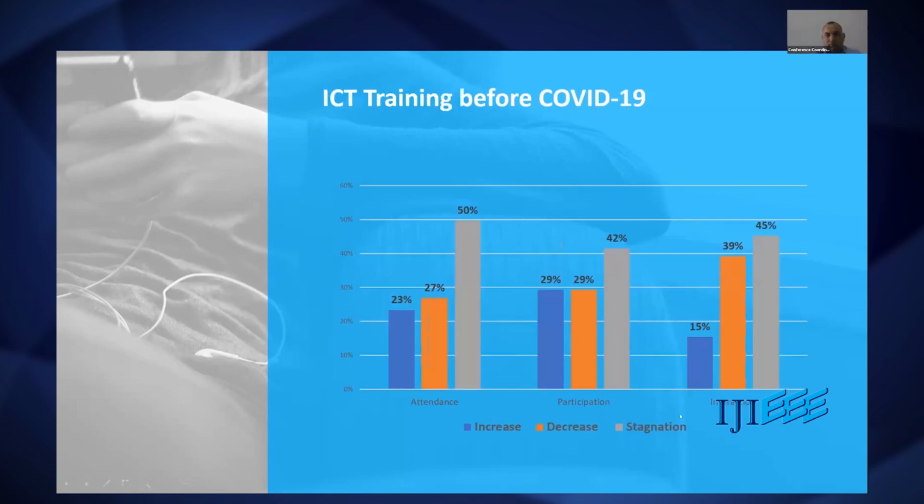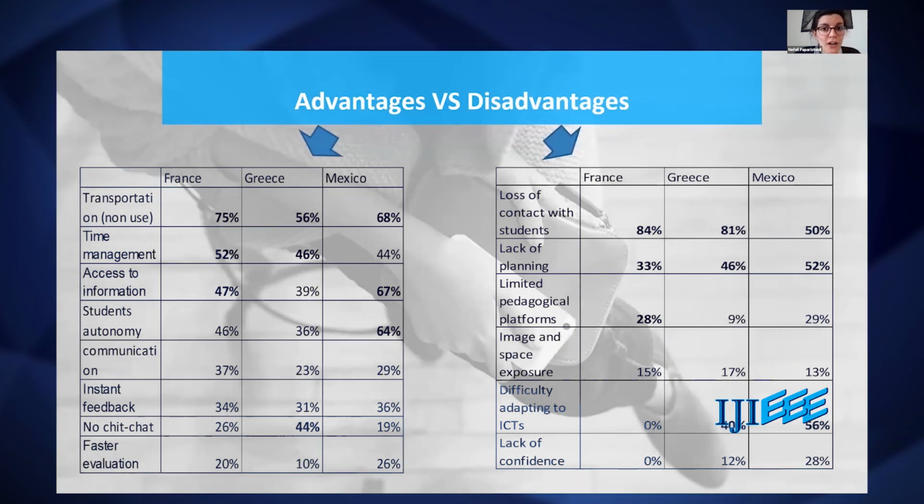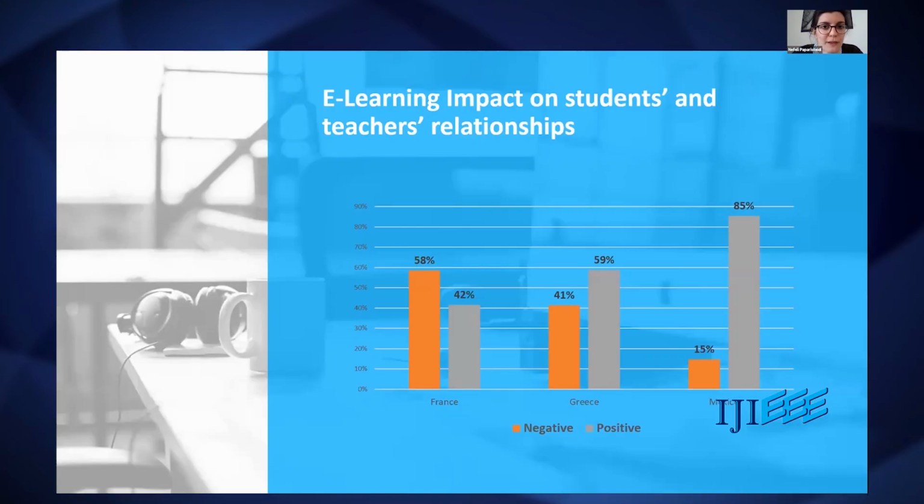Regarding attendance, participation, and interaction of students during the courses, we see that all these indicators remain mostly stable, apart from Greece, but we will see it in the conclusions. The most important advantage of e-learning was time management and non-use of transportation, and we think that these two correlate, because we save time since we don't use transportation. The most important disadvantage is the loss of contact with students for all the countries, with 84% for France, 81% for Greece, and 50% for Mexico.